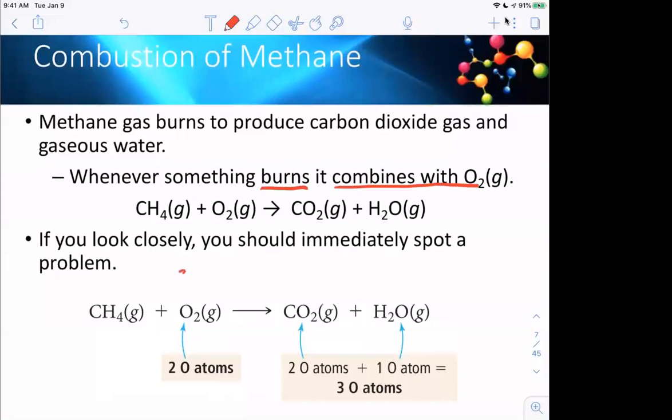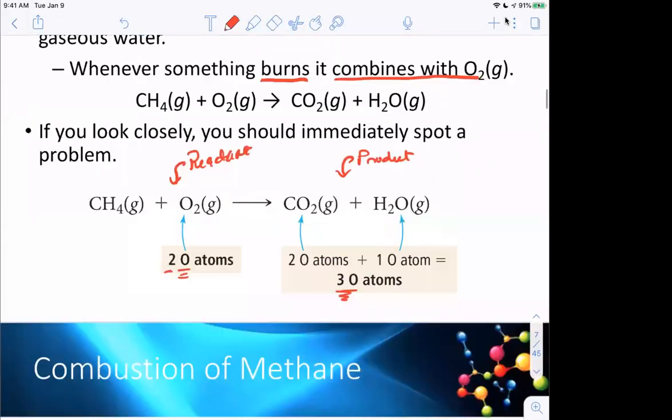On the reactant side, I only have 2 oxygen atoms, and on the product side, I have 3 oxygen atoms. Well, there's a law that we learned about that would expect you to have the same number and type of atoms coming in as going out. This reaction, as written, does not obey the law of conservation of mass.